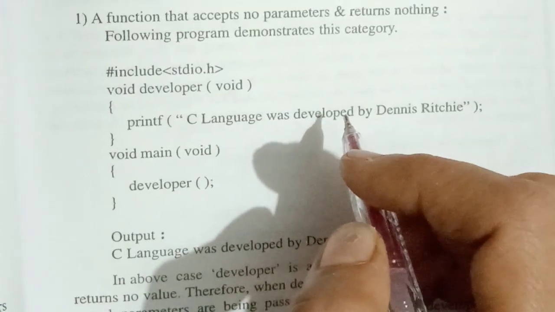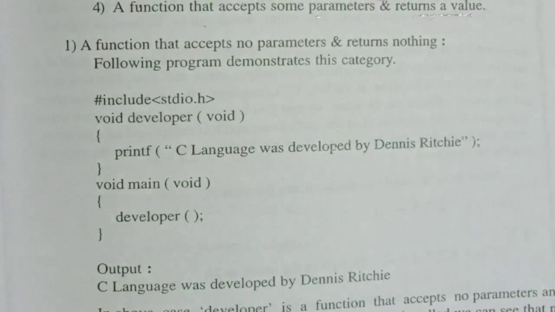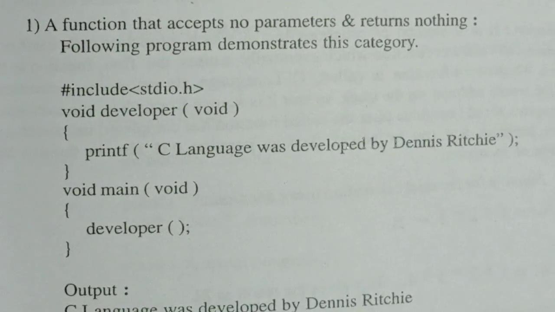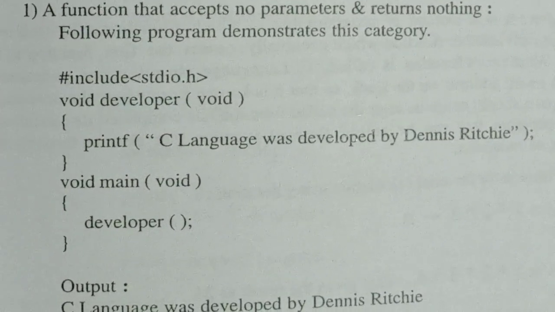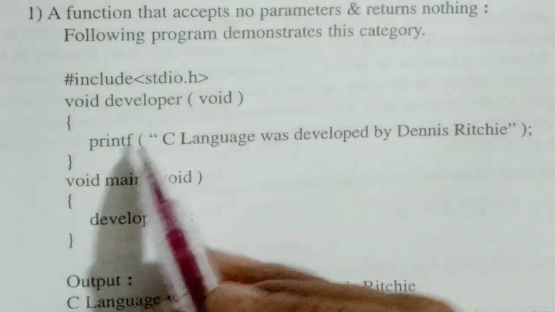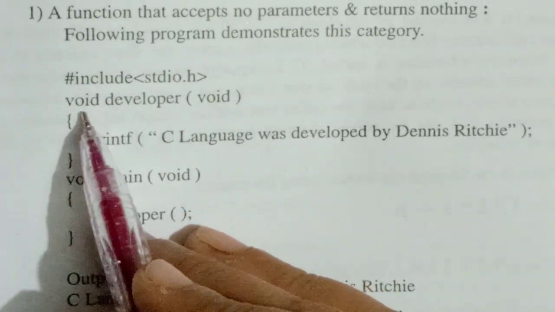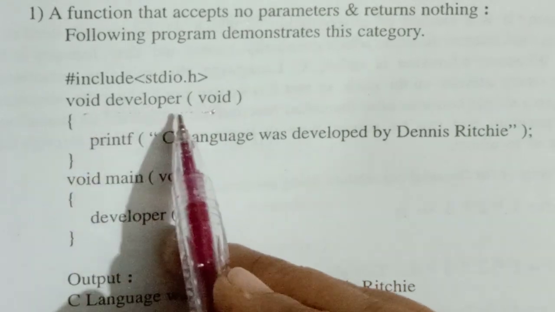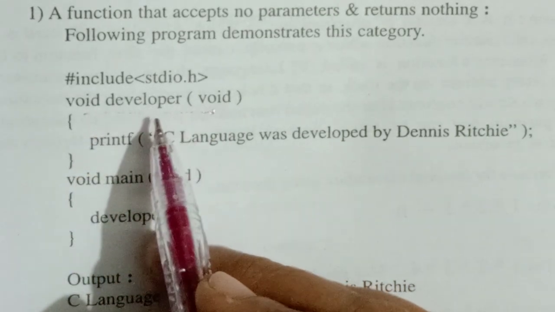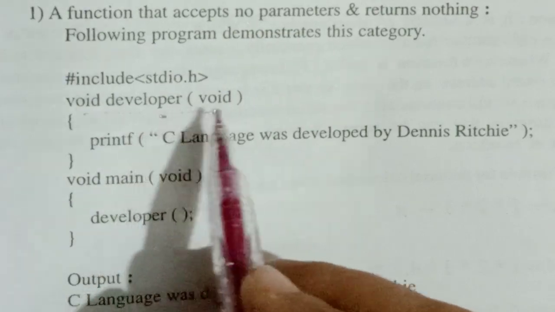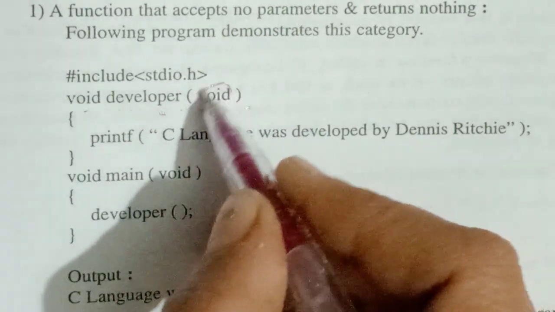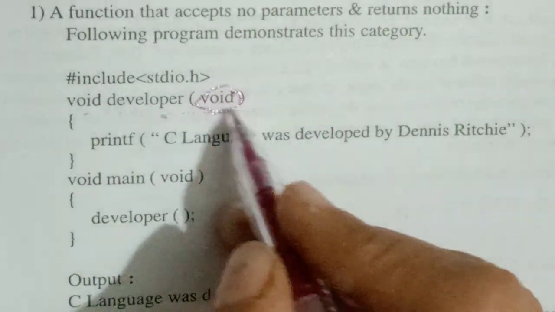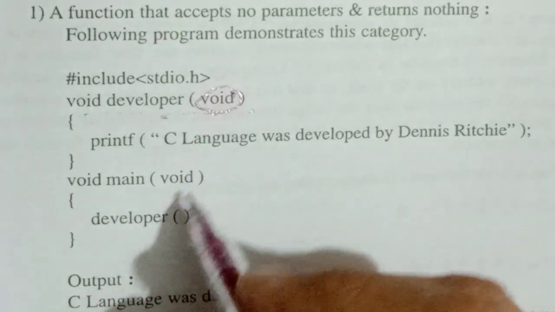In this, first we'll be seeing a program for a function with no parameters and not returning any values. Now we have taken a function here. Instead of simply declaring the function, we can define it before the main function. void developer, void is optional. You can skip this part. Simply you can open brace and close brace.